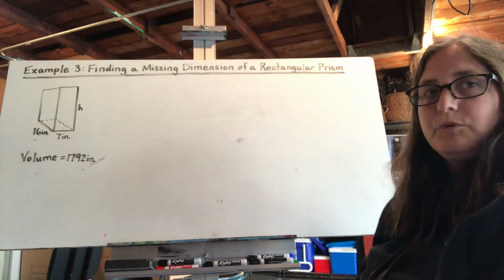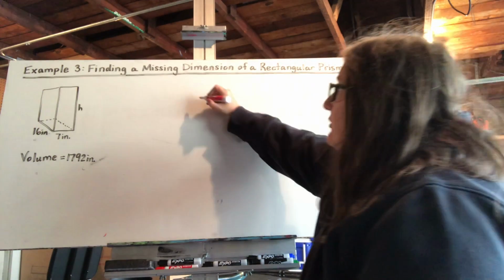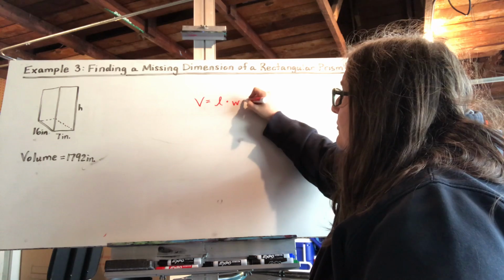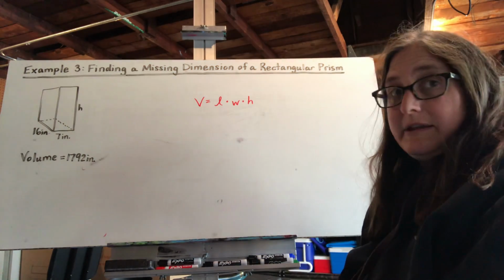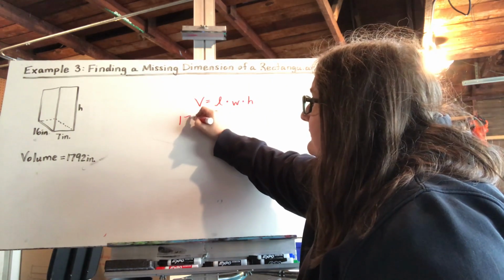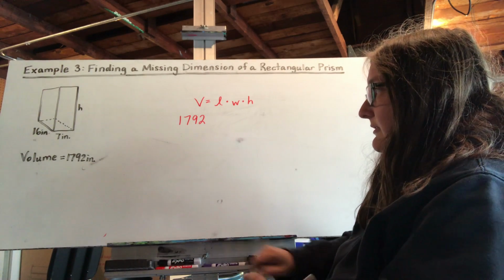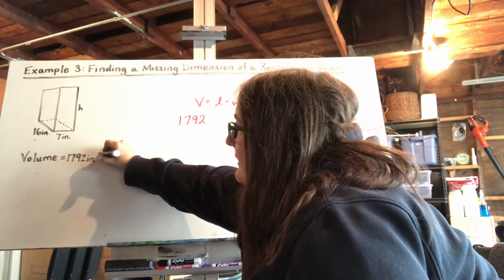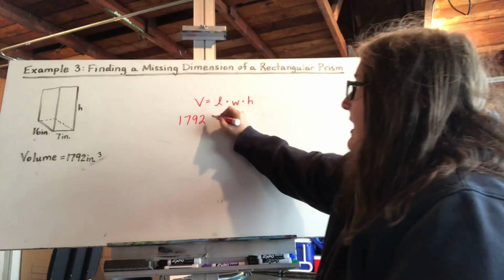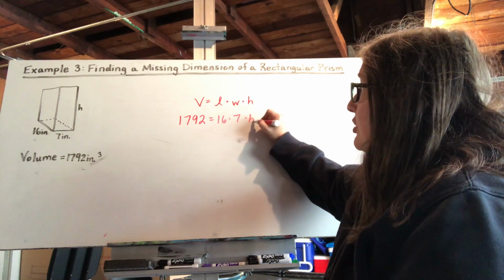In this final question, we're trying to find a missing dimension. Remember, when we're finding volume, we always look for the length and multiply it by the width and multiply that by the height. In this case, the volume is being given to us. It's 1,792 inches cubed. And we're also being given the length of this shape, which is 16, and the width of this shape, which is 7, but the height is unknown.